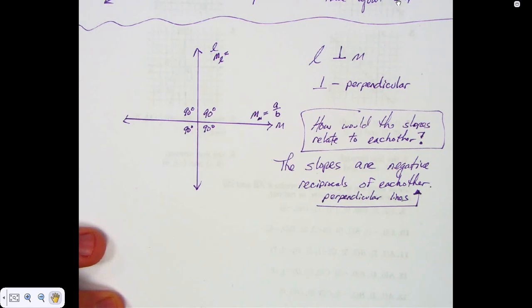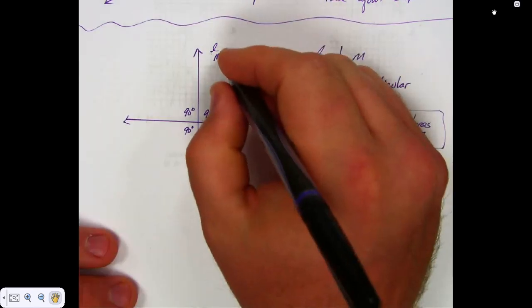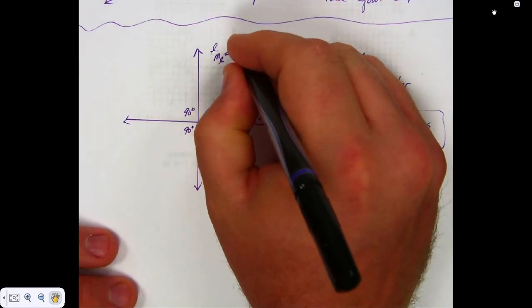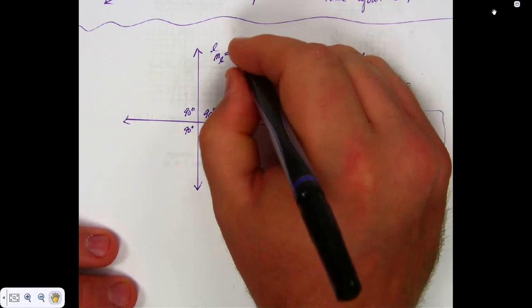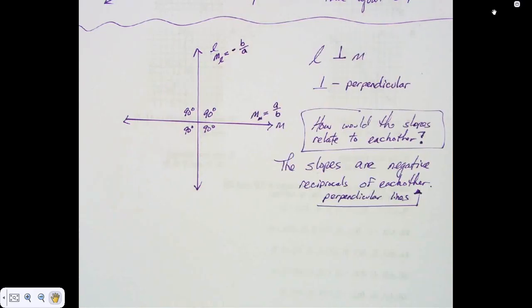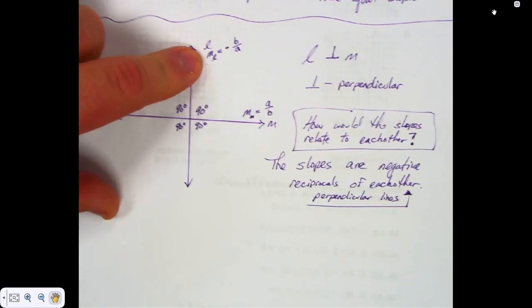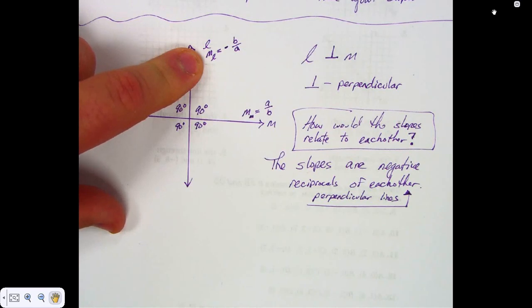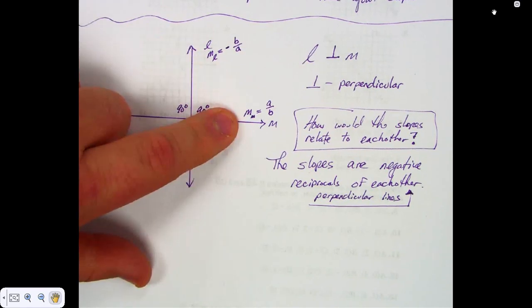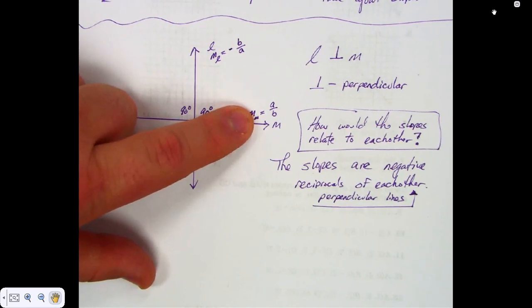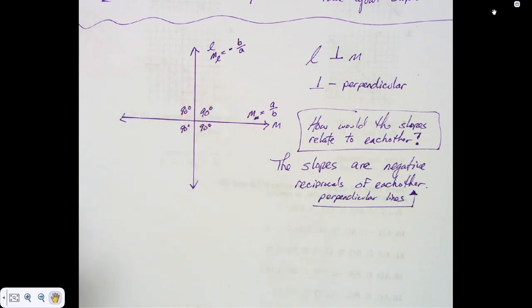You remember what negative reciprocal means? Yeah, you flip it. Negative means to change the sign, basically. So the slope of line L would be a negative, and then what? Flip it, B over A. If you look at it from the other perspective, the negative reciprocal of negative B over A is change the sign to positive and then flip it. Right?